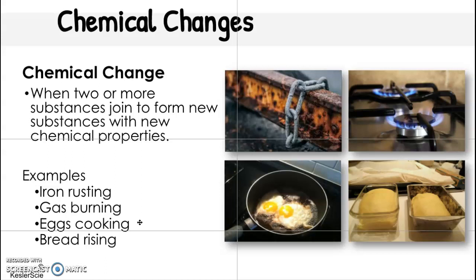Think about what happens when something is burning, like when you burn logs or you turn on a match or a candle. Think about the egg frying, what happens to it. Think about that chain and that piece of metal that is there after it's been out for a while and it starts forming rust. So what is happening there? There's these changes that are chemical.